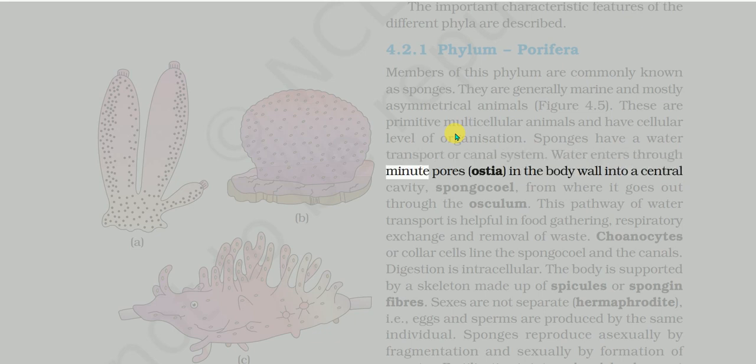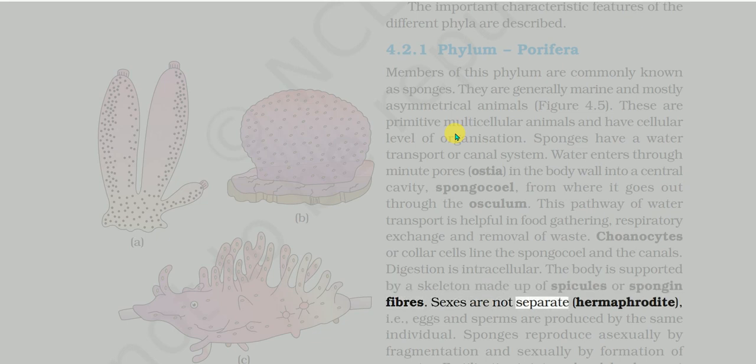Water enters through minute pores or ostia in the body wall into a central cavity, spongocoele, from where it goes out through the osculum. This pathway of water transport is helpful in food gathering, respiratory exchange, and removal of waste. Choanocytes or collar cells line the spongocoele and the canals. Digestion is intracellular. The body is supported by a skeleton made up of spicules or spongin fibers.